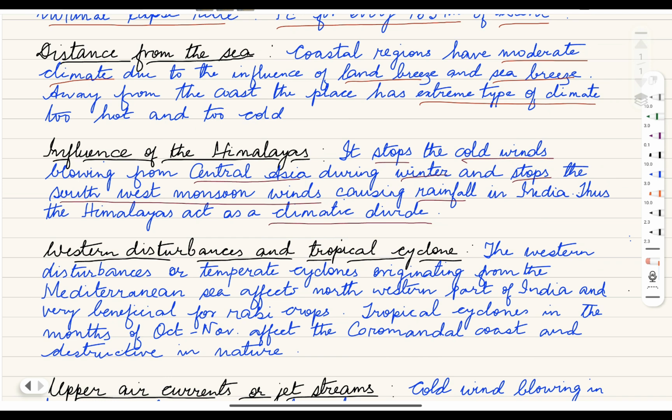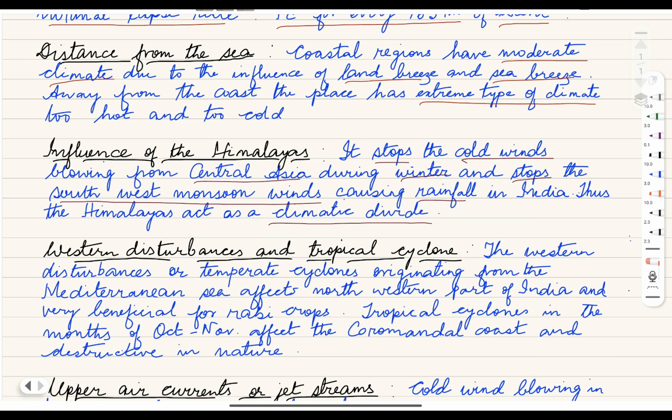Next, influence of the Himalayas. Himalayas have got two roles to play. Number one, it stops the cold winds blowing from Central Asia during winter. And number two, it stops the southwest monsoon winds causing rainfall in India. Thus, Himalayas act as climatic divide.